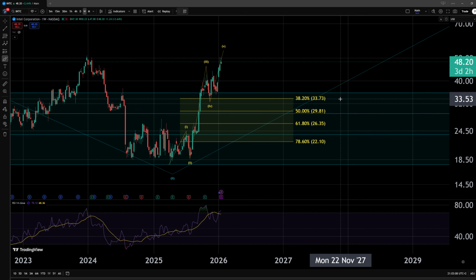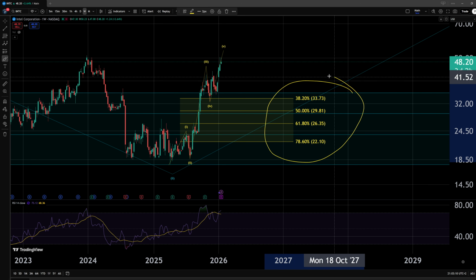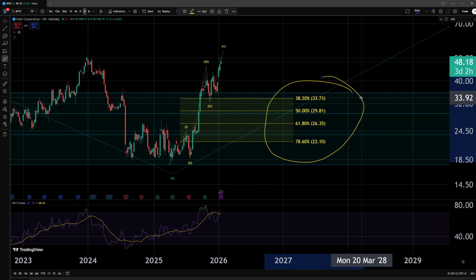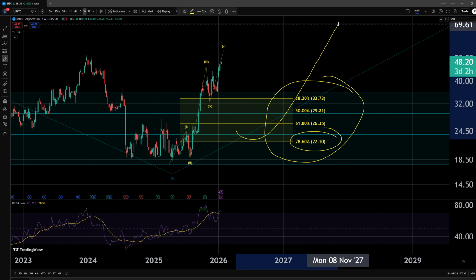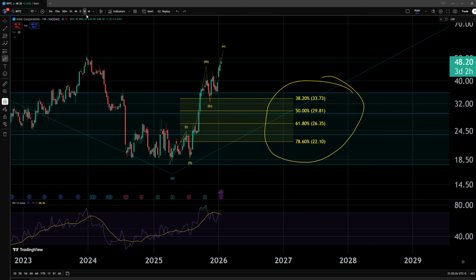Now remember the area of support, and focus on this area in yellow. The area of support is here between the $33.7 all the way down to the $22 level. As long as we hold the 78.6% retracement, we can look still with high probability for continuation higher in a potential wave 3 to the upside.